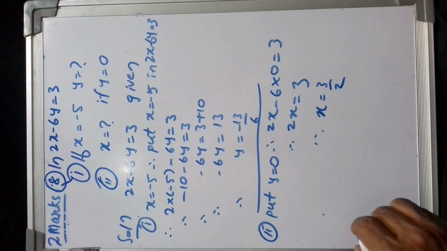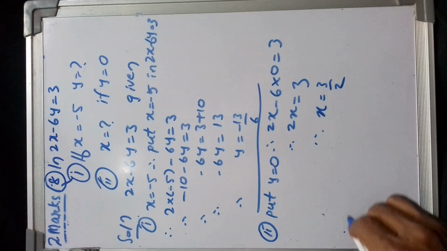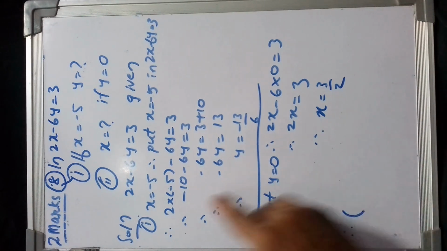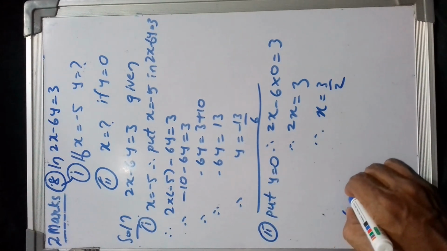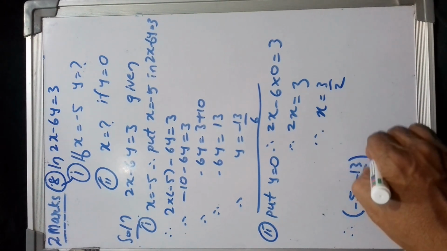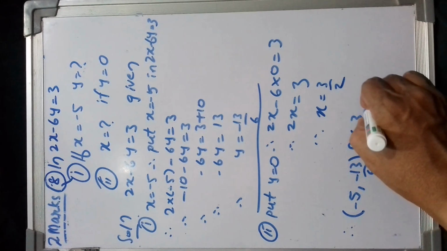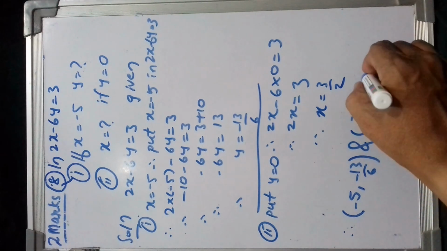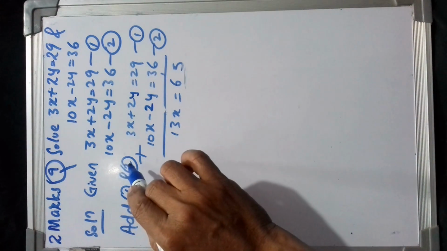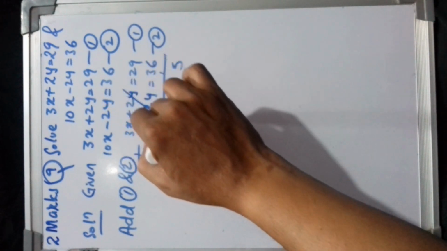Alright, now the next question. Alright, we have to solve another pair of equations. 3x plus 2y is equal to 29, 10x minus 2y is equal to 36. Let's give the numbers. 3x plus 2y is equal to 29, number 1. 10x minus 2y is equal to 36, number 2.